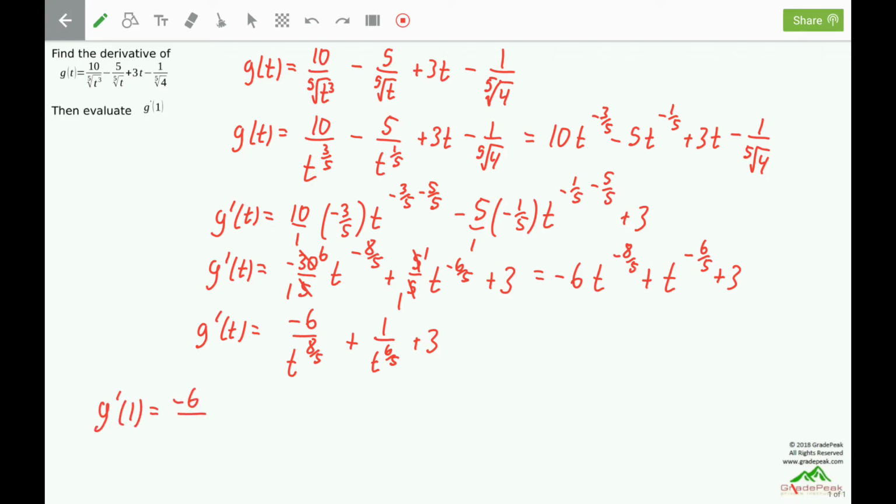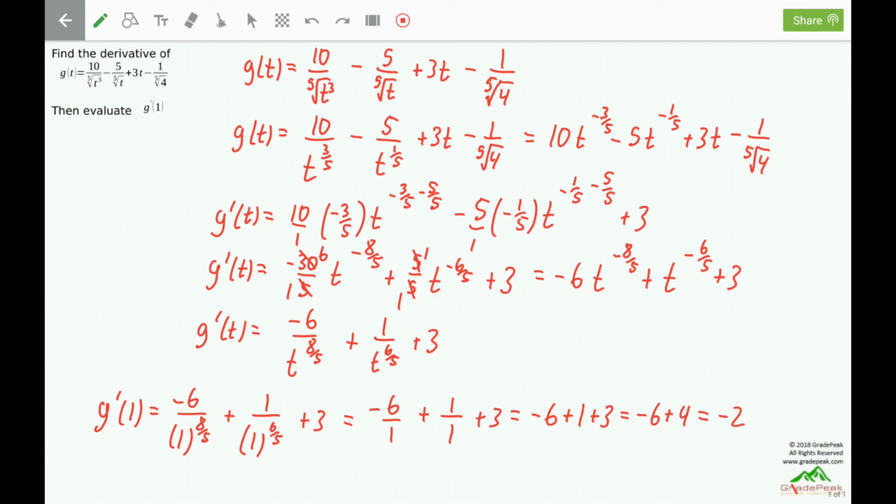So we will have negative 6 over 1 to the 8/5 plus 1 over 1 to the 6/5 plus 3. We will have negative 6 over 1 to the 8/5. The fifth root of 1, which is 1, and raised to the 8 is, again, a 1. 1 raised to any power is a 1. Plus 1 over 1 to the 6/5. That means the fifth root of 1, which is a 1, raised to the 6, which again is a 1. Anything divided by 1 is the same thing, so we will have negative 6 plus 1 plus 3, or negative 6 plus 4, which gives us negative 2.